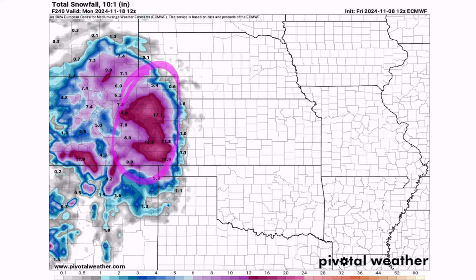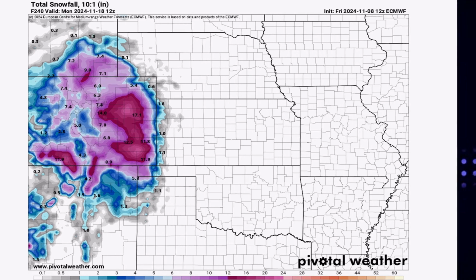But these are different areas of the United States, right? We talked about the Northeast, the North Central, and the Rockies. So these are just areas that we should keep our focus on over the next couple of weeks.